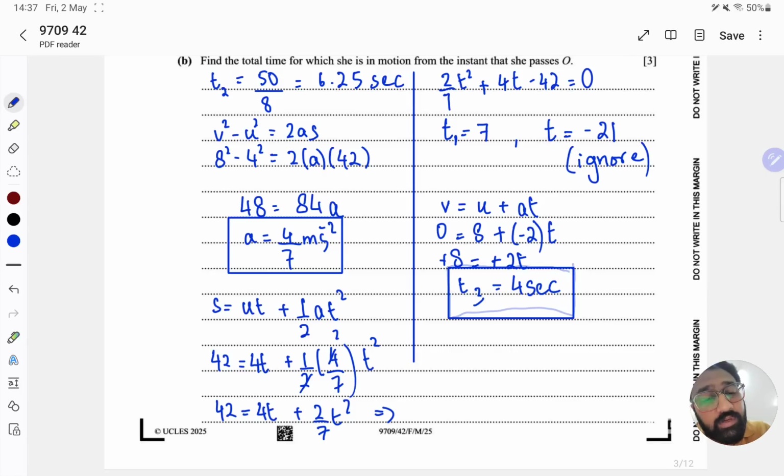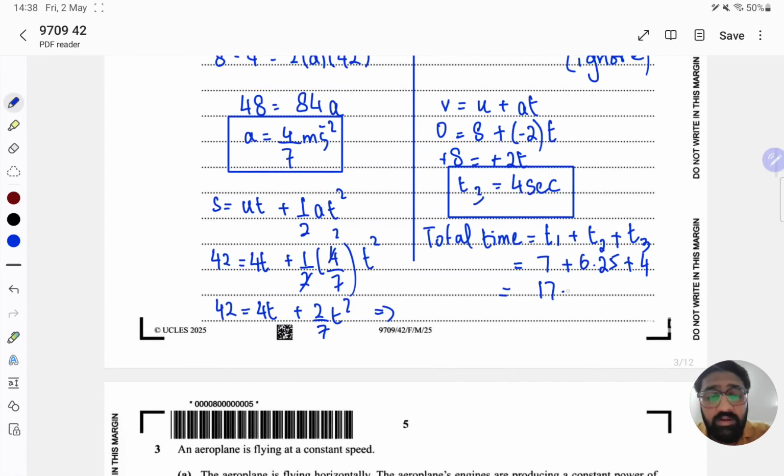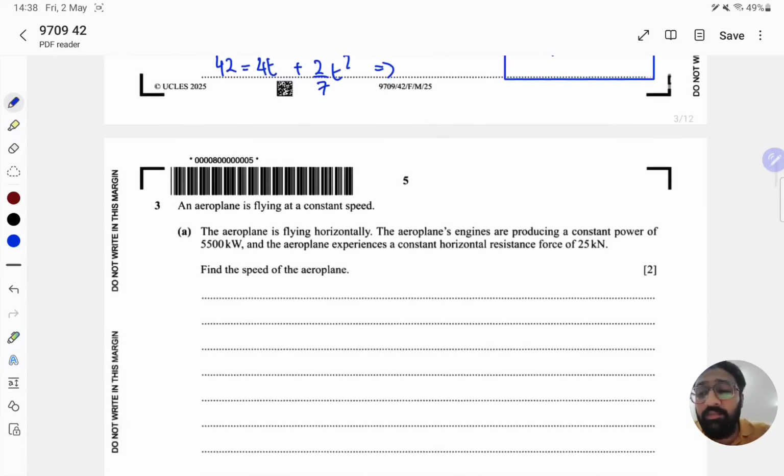So we need to calculate the total time. So total time will be t1 plus t2 plus t3. T1 is 7, T2 is 6.25, T3 is 4. Let's add them: 7 plus 6.25 plus 4. The answer is 17.25 seconds. This is the final answer. Okay, let's move to the next question.